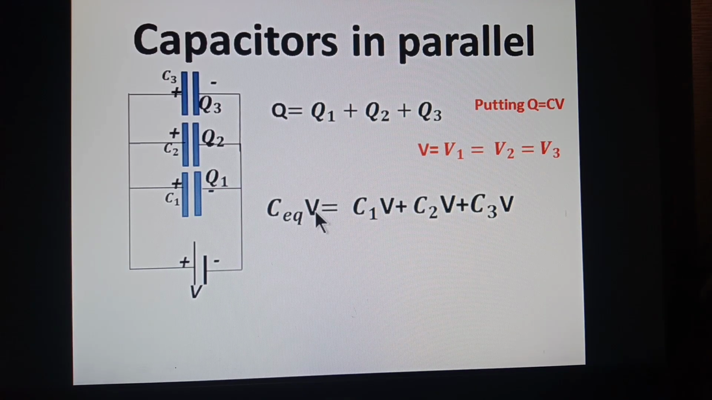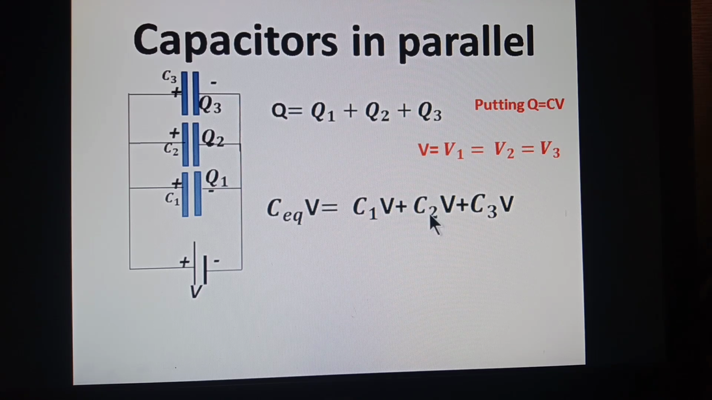C equivalent into V, meaning total charge, equals the product of total capacitance multiplied by total voltage, or voltage of the source. C equivalent V is equal to C1V, where C1 is the capacitance of the first capacitor and V is the voltage across it, plus C2V instead of Q2, where C2 is the capacitance of the second capacitor and V is the voltage across it. Similarly, C3V for Q3, where C3 is the capacitance of the third capacitor and V is the voltage across it.